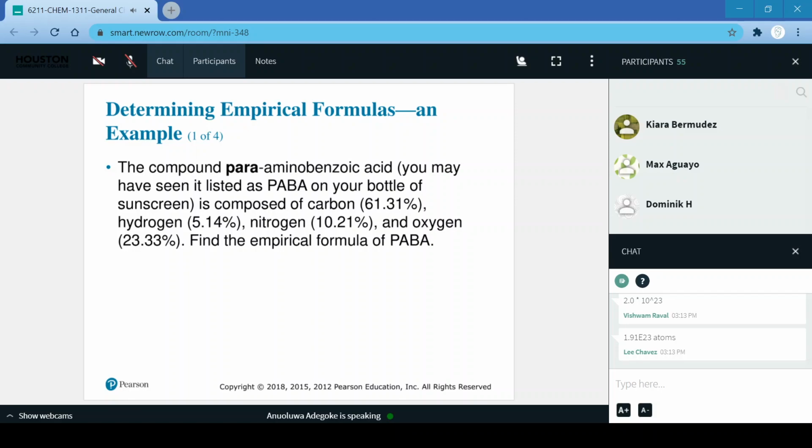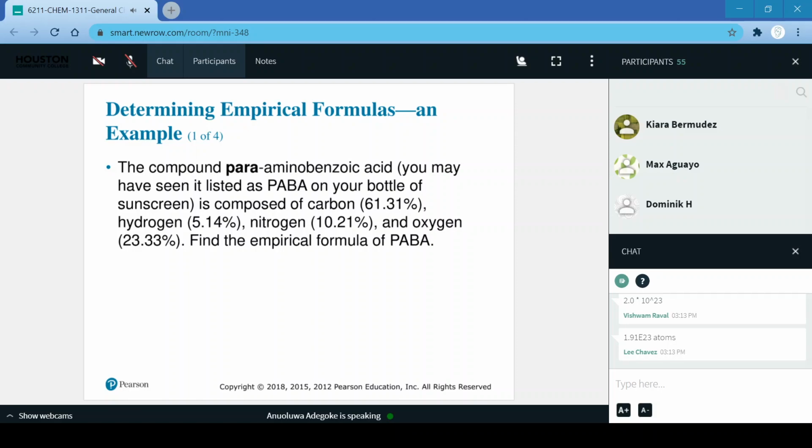All right, so we're going to look at how we calculate empirical formulas. The example given here is the example we are going to use. The compound para-aminobenzoic acid, listed as PABA on the sunscreen bottle, contains these percentages of carbon, hydrogen, nitrogen, and oxygen. Find the empirical formula of PABA.